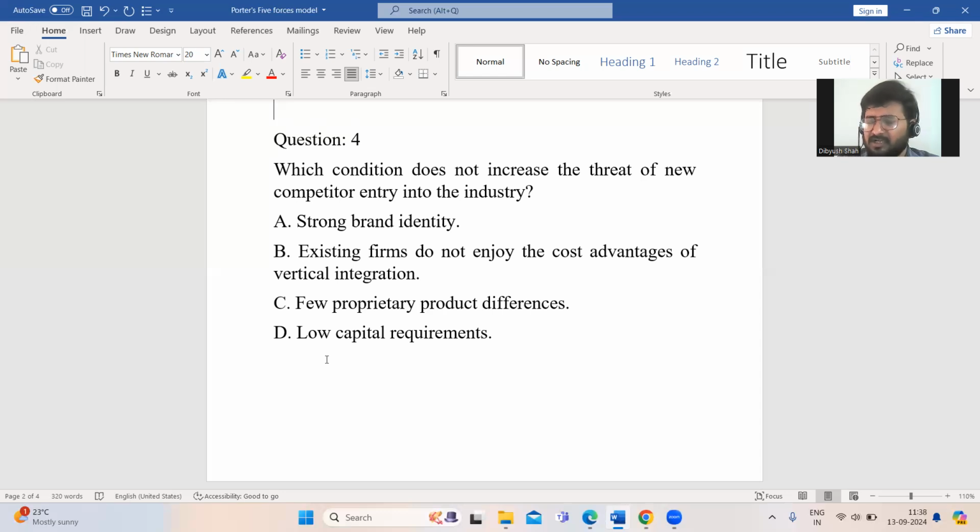B is a little vague. Whether it enjoys vertical integration advantages or horizontal integration, you can Google and study that. It does not form part of your syllabus. It is irrelevant. But if there is strong brand identity, then buyers will most likely remain loyal to their manufacturers, meaning the companies, and this will definitely discourage new players from entering into such an industry.